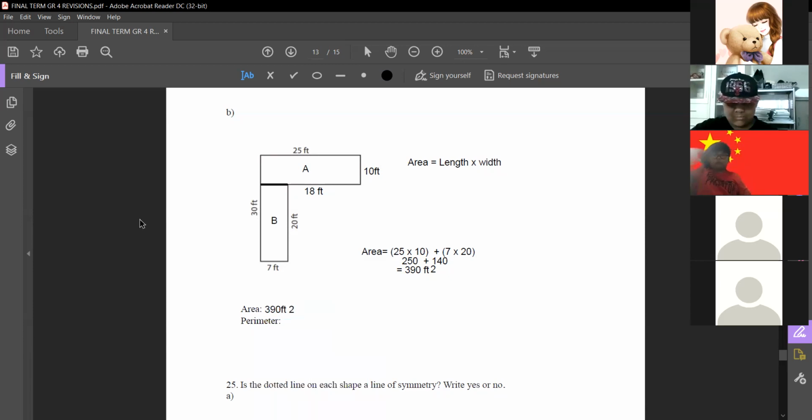Understand? Okay, how about perimeter? Perimeter is to add up all the outer lines. 30, 25, 10, 18, 20. No need to go inside, only the outer lines. 30, 25, 10, 18, 27. Who can tell me the total?